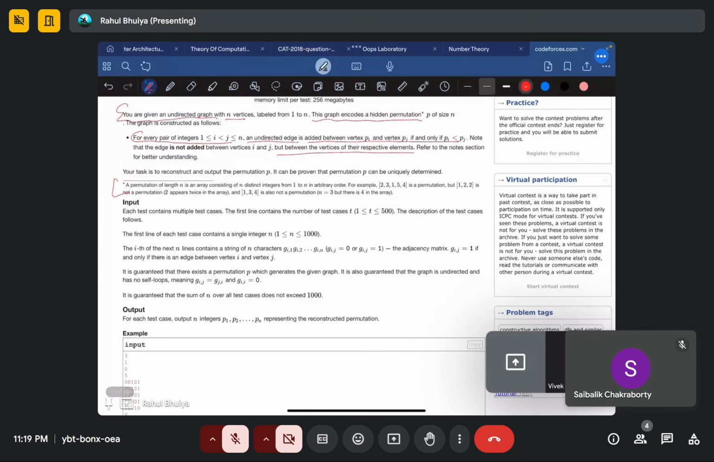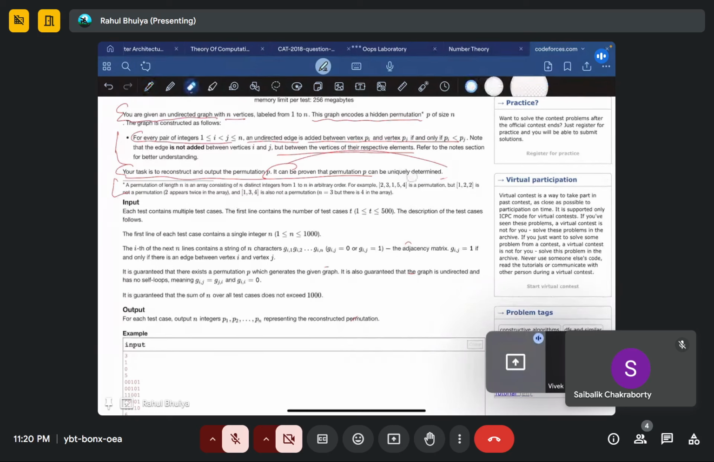This statement means if there is an edge, something like 1, 2, 3, 4, one is directing here and 4 is directing here. So the edge will always be in the smaller to bigger direction, here and here. It is saying something of a directed graph, and we have to reconstruct and output the permutation.